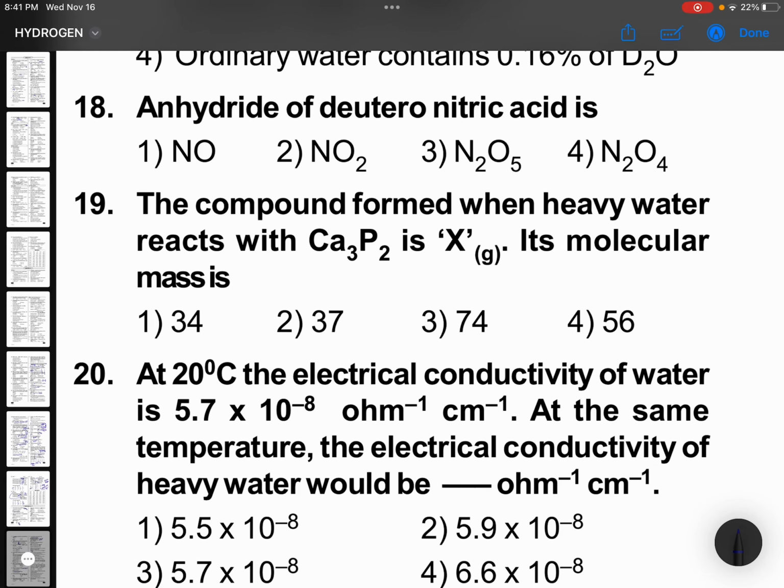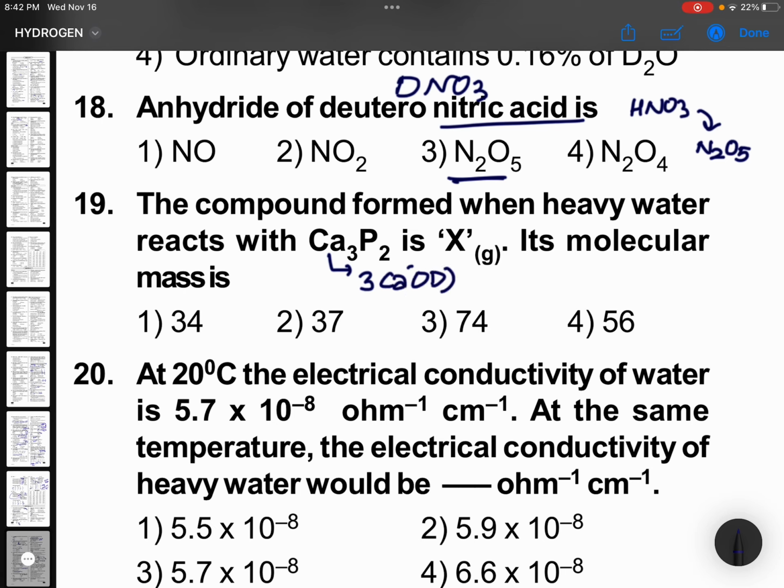Anhydride of deuteronitric acid is, deuteronitric acid is nothing but nitric acid only, you take HNO3, and HNO3 anhydride is N2O5. And deuteronitric acid is nothing but DNO3. Don't worry, don't confuse. The compound formed when heavy water reacts with Ca3P2. Okay, now its molecular mass: Ca3P2 is going to form 3 Ca(OD)2 plus 2 PD3. Phosphorus 31, each deuterium 2, 6, so it will become 37.